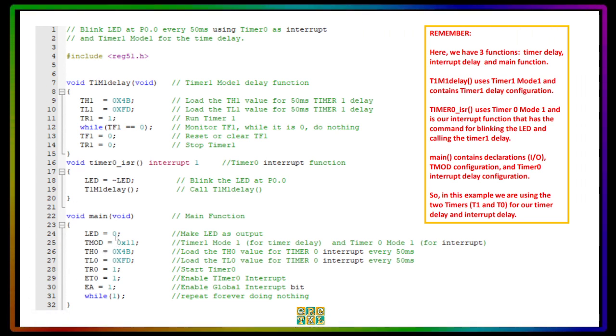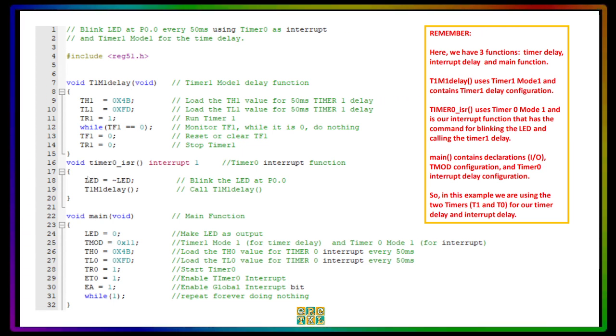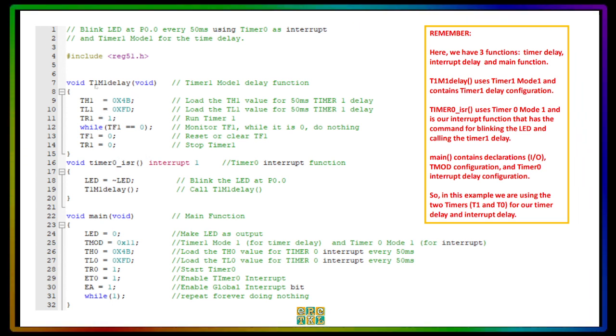Again, so that we avoid declaring the timer interrupt function or the timer delay function, we can put the functions before the main, so that we don't need to have two extra lines, because in other textbooks the functions are placed after the main. If you put these functions before, you don't have to declare them again at the top. So timer 0 ISR here again uses timer 0 mode 1, and this is our interrupt function that has the command for blinking the LED and calling the timer 1 delay.